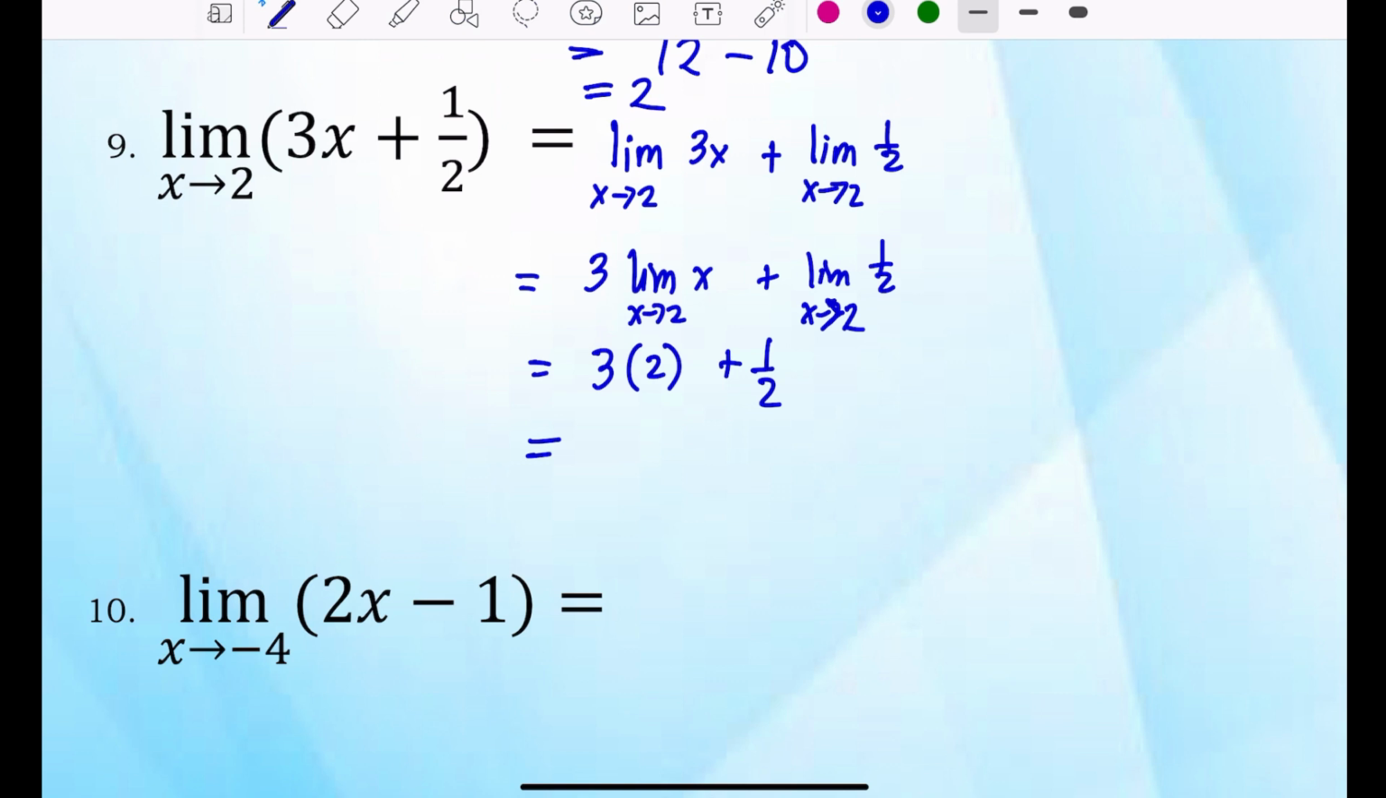Okay, so 3 times 2 is 6 plus 1 half. This is equivalent to 6 and 1/2, or 6.5.